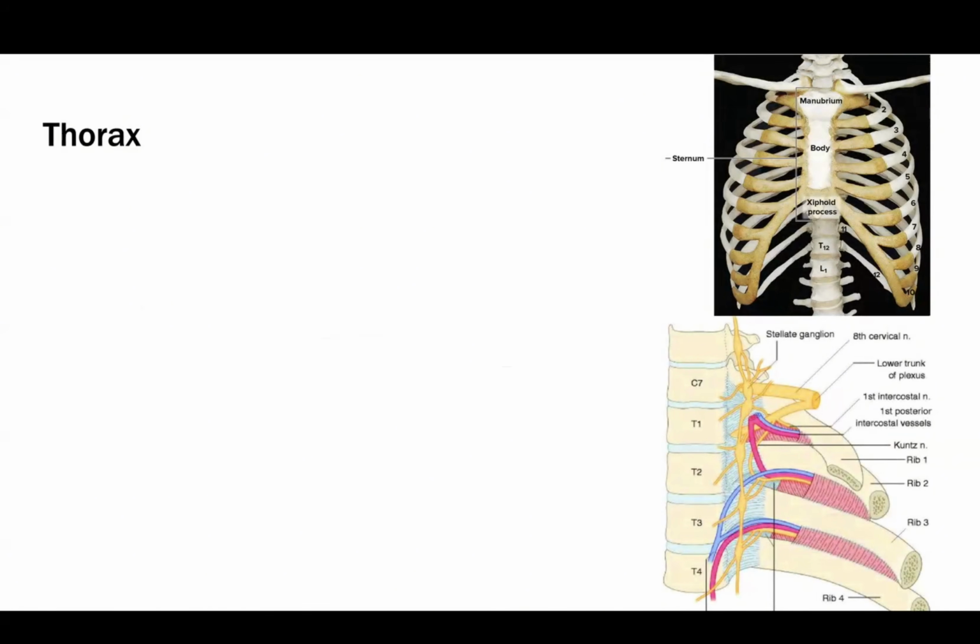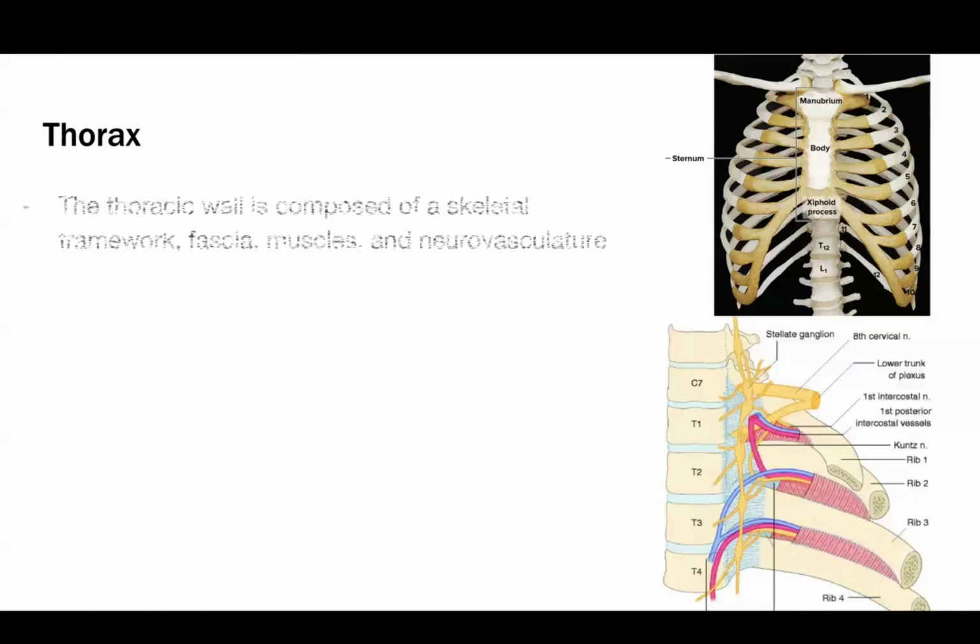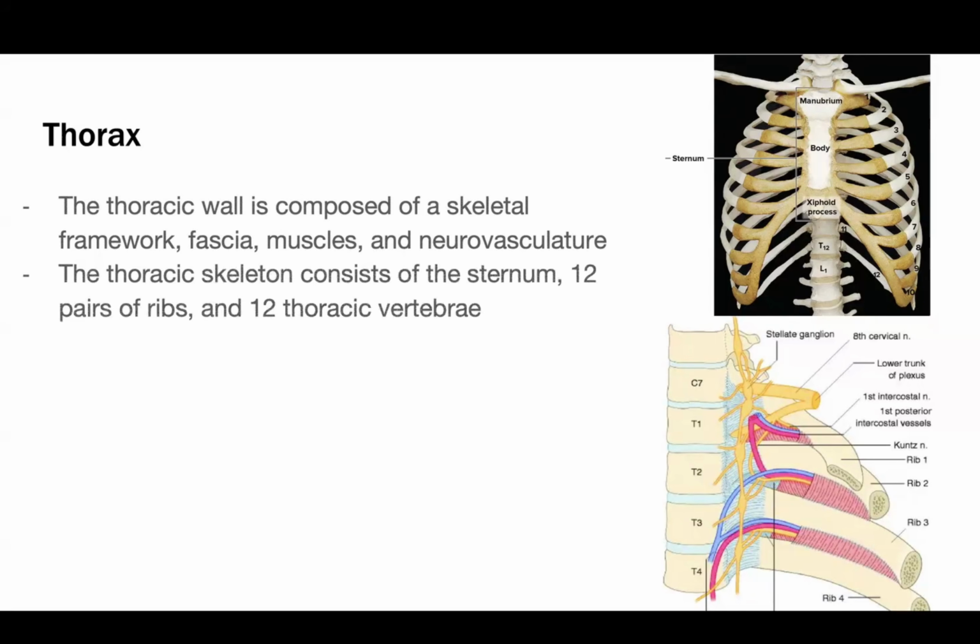Okay, let's zoom way back out and look at the space that houses all of this, the thorax. The thoracic skeleton forms the walls of your thorax. So we're thinking the sternum, which is the manubrium, the body, and the xiphoid, 12 pairs of ribs, and 12 thoracic vertebrae.